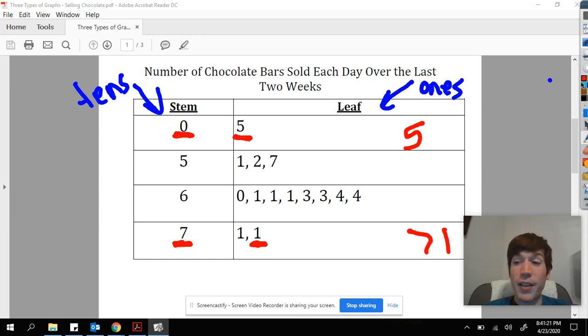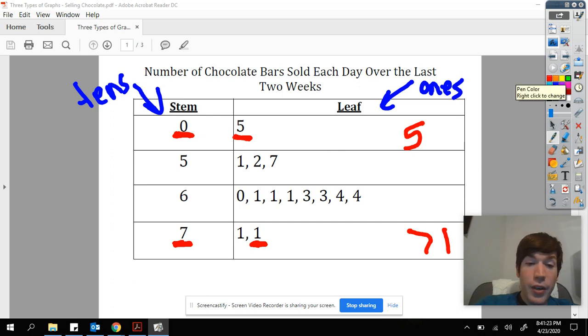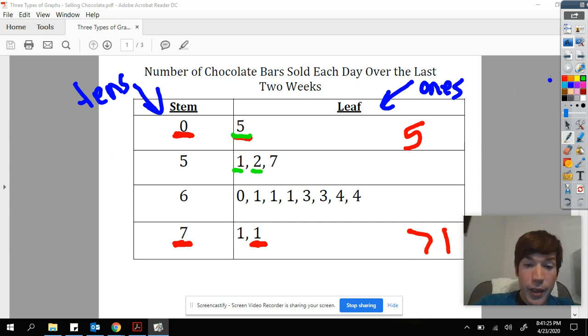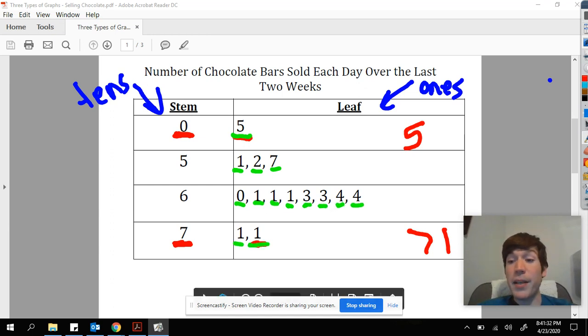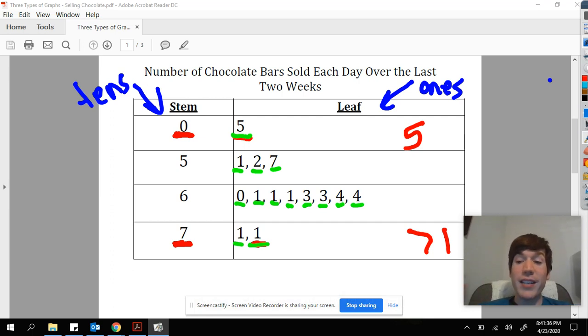Now, you're going to notice in all up here, we should have 1, 2, 3, 4, 5, 6, 7, 8, 9, 10, 11, 12, 13, 14 pieces of data because there were 14 days. Therefore, we have 14 different pieces of data in our chart.